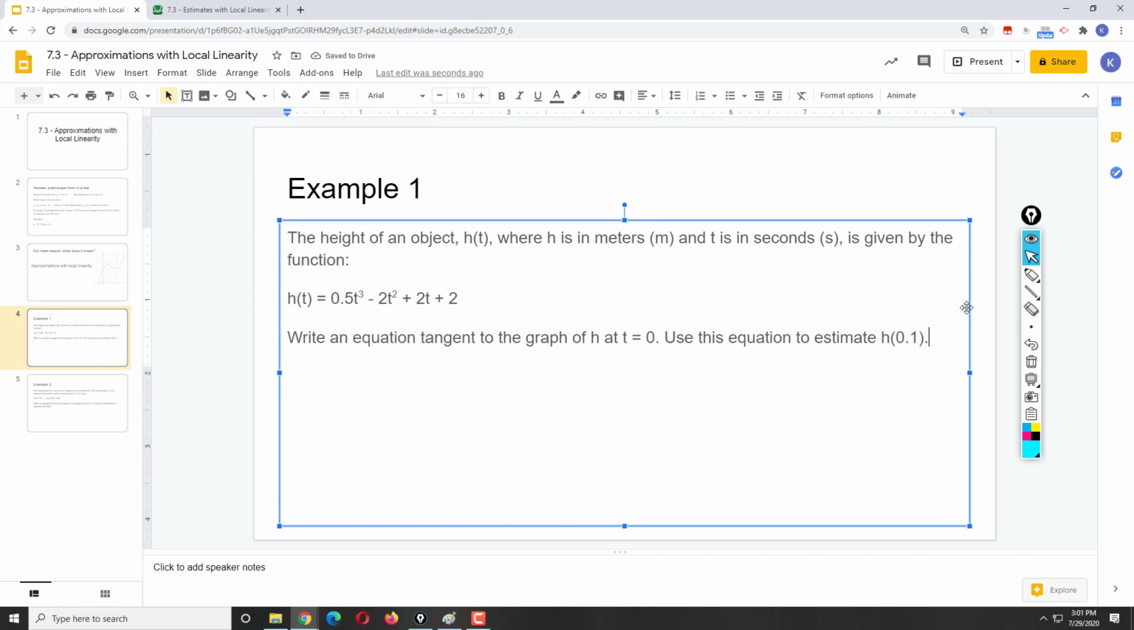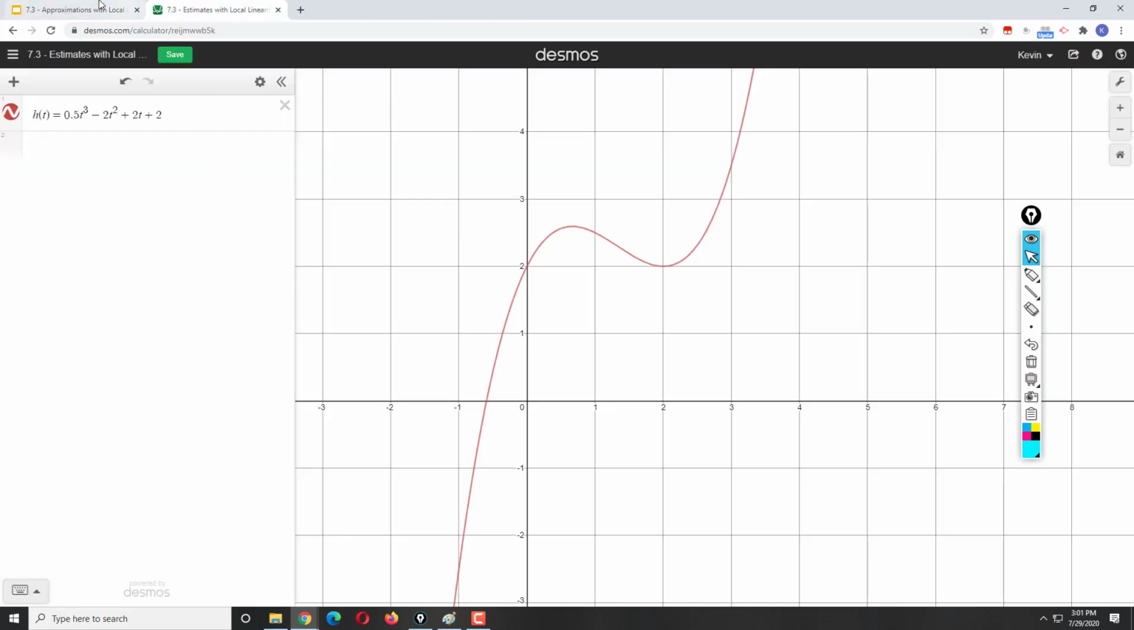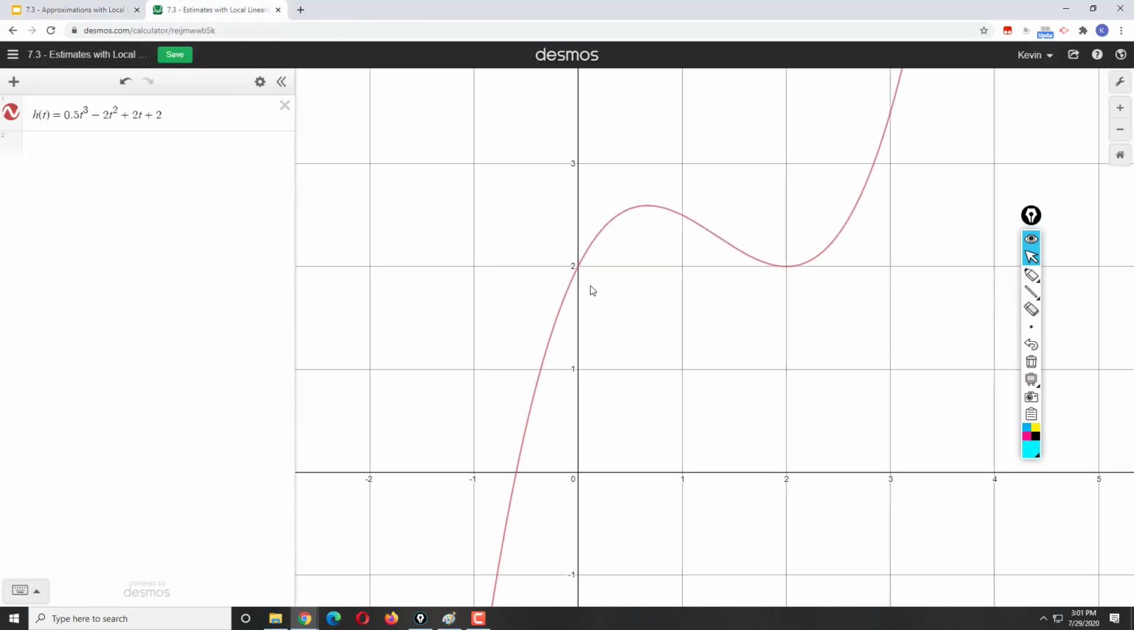All right. So let's look at the graph of h of t equals 0.5 t cubed minus 2t squared plus 2t plus 2. I graphed it right here. So we see that at t equals 0, the graph is at 2. H of t is at 2.